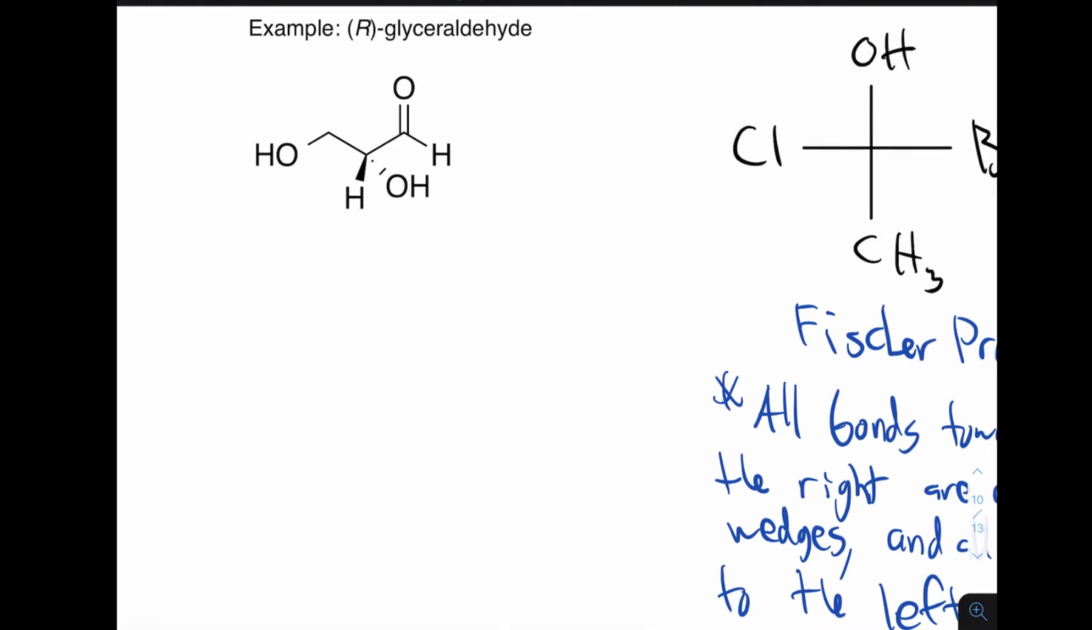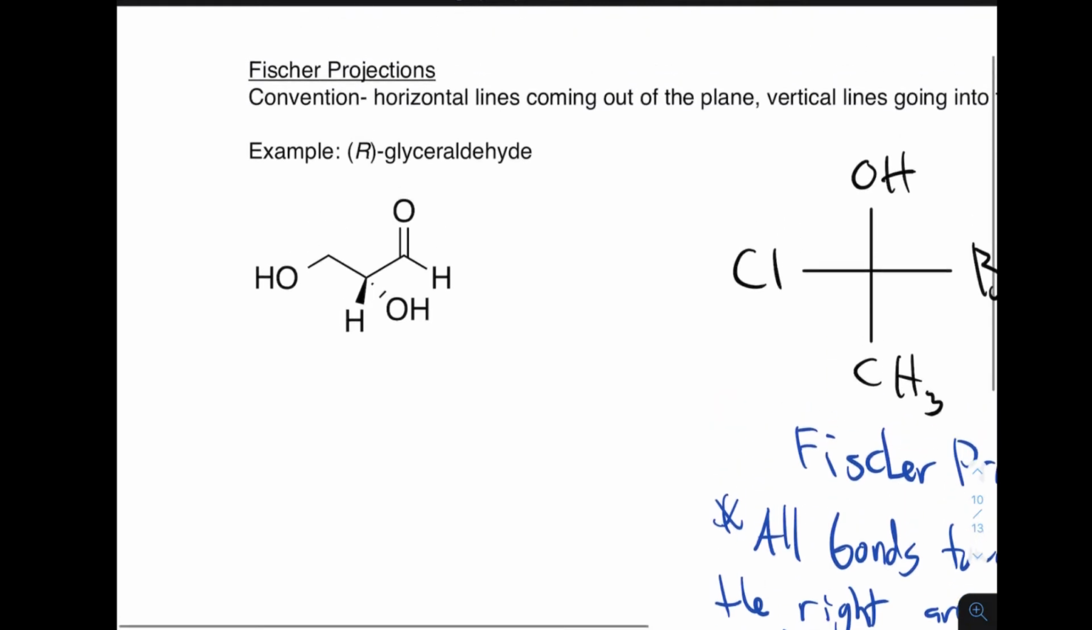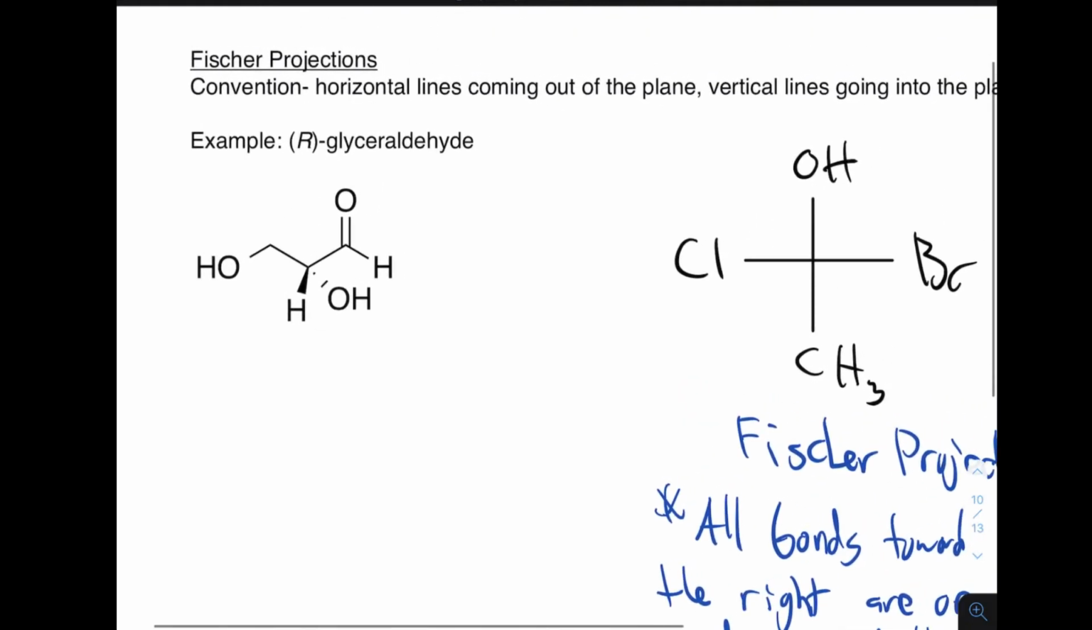So what we have to do here, remembering the convention, is have the groups that are on wedges and dashes in the horizontal plane, and the groups that are in the plane should be vertical. So essentially what we're doing here is twisting this molecule this way. We're taking it and rotating it in the direction of the arrow. So we end up with something like this.